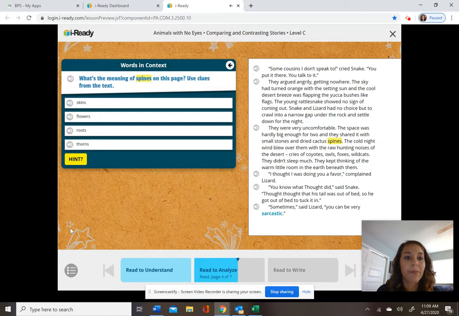Next question. What's the meaning of spines on this page? Use clues from the text. So spines, and it says to use your clues. So here, I would tell you the biggest clue, they were very uncomfortable. That is a very, very big clue.